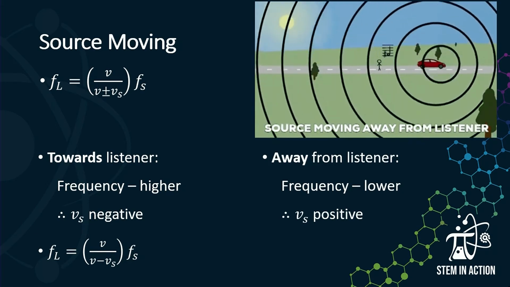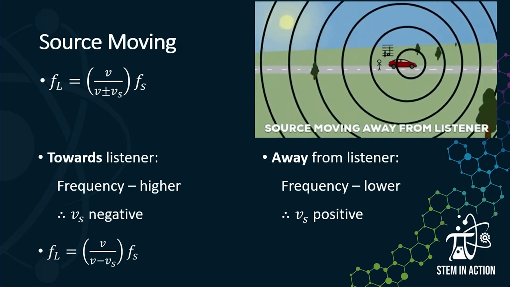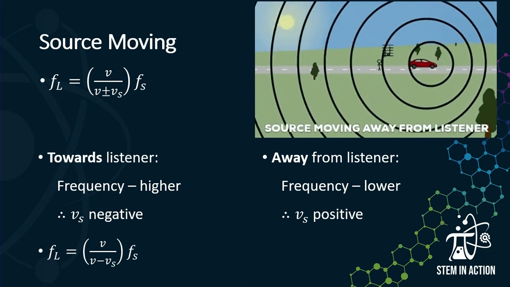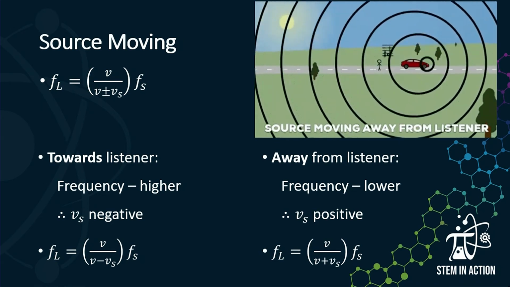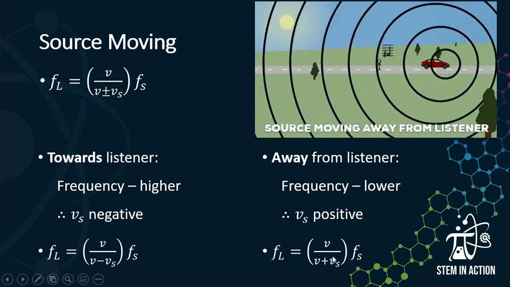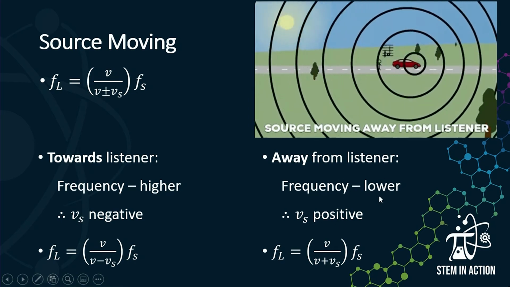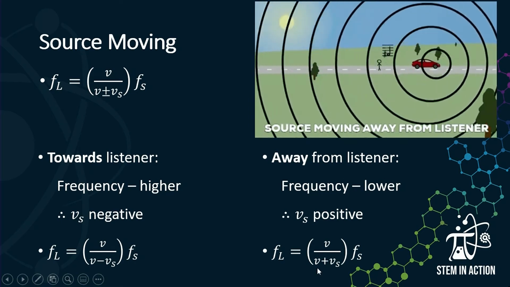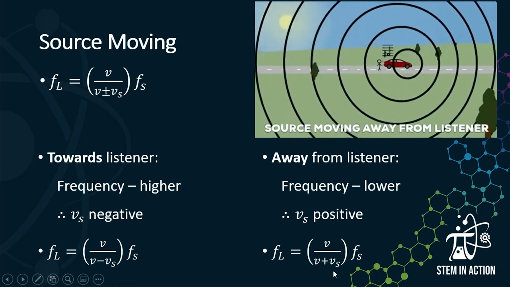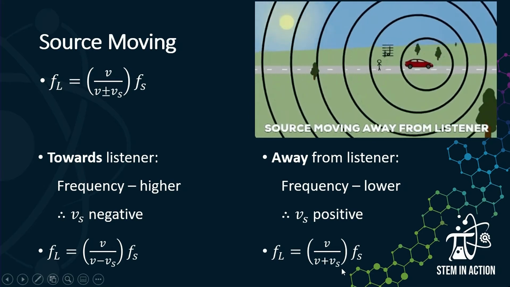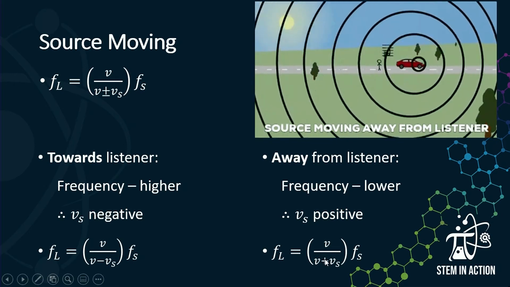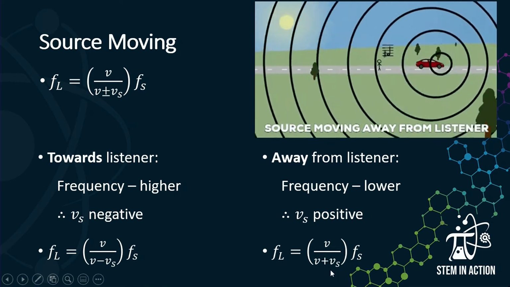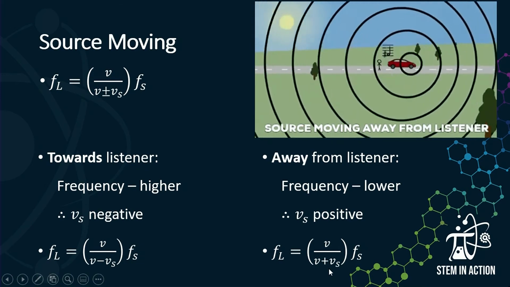And therefore we're going to make Vs, the velocity of the source, positive. If we have a look at our equation, we can see how that comes about. Remember, if we want a lower frequency, we need to divide by a bigger number at the bottom. And so therefore we need to add the velocity of the source. And that is why this becomes a positive here, so that we can get a lower number when we divide.